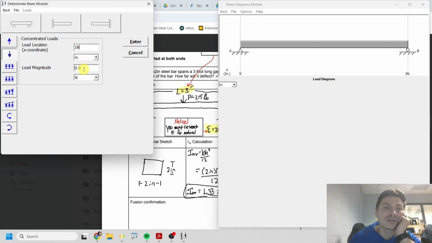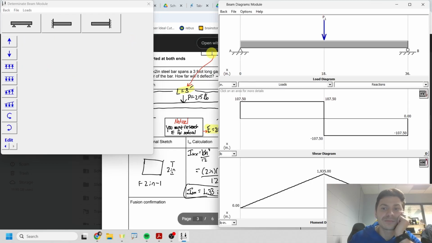The load magnitude, how big is it? 215 pounds. So again, that's from the problem. We already identified it. Inches, pounds, keep our units consistent. Hit enter. Now we get what's called a load diagram and a shear diagram and a moment diagram, which are all cool. These are all good, but we're going to use this for something else called deflection.